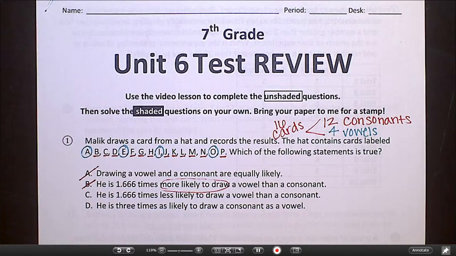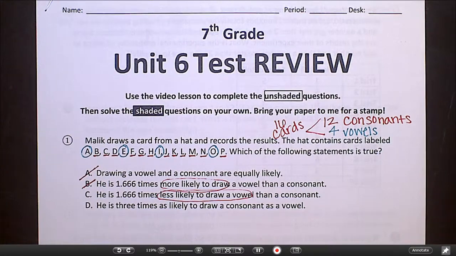C says he is 1.666 times less likely to draw a vowel than a consonant. So that's less likely to draw a vowel. I'm going to leave that one in there because I am less likely to draw that vowel. And D says he is 3 times as likely to draw a vowel as a consonant. So as I look at this, am I 1.666 times less likely to draw a vowel, or am I 3 times as likely to draw a consonant? Those are 2 different ways of looking at it. So I've narrowed it down to 2 answer choices.